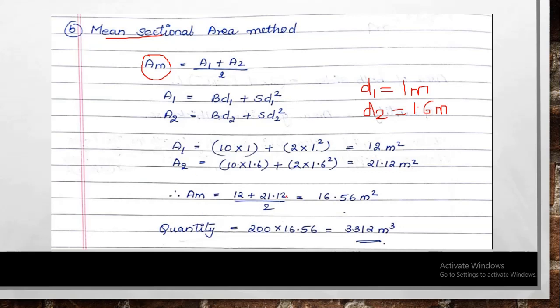Substituting the values of A1 and A2 into the formula shown at the top, we will get the value of AM to be 16.56. And in the same manner, similar to the method we did before, if we want the quantity, that is volume, it is equal to area into length. This is the area and this is the length. So we'll get the value to be 3,312.